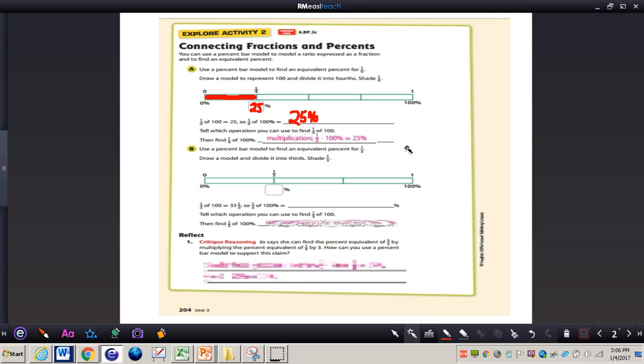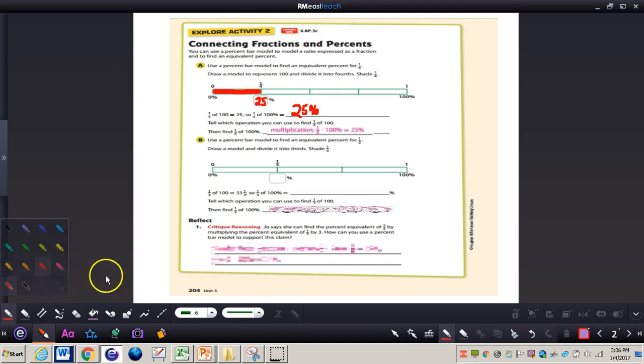Now, the next one says use a percent bar to find the equivalent percent for 1/3. Draw a model and divide it into thirds. Why is it into thirds? Because it's 1/3 that we're finding. Okay, so you can take a look at the second term there, or the denominator. We know it's divided into 3 equal pieces now.